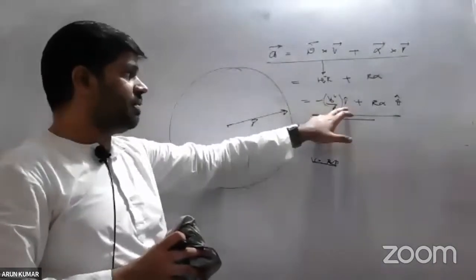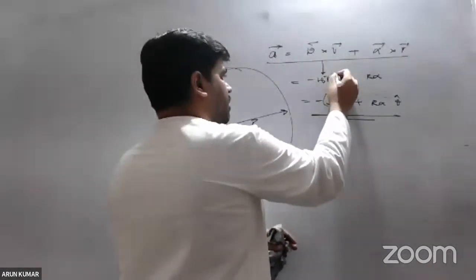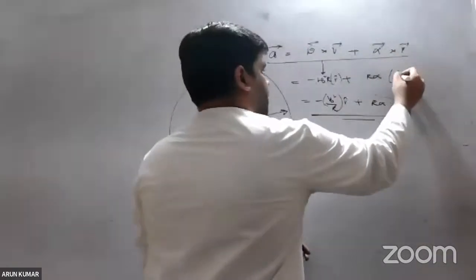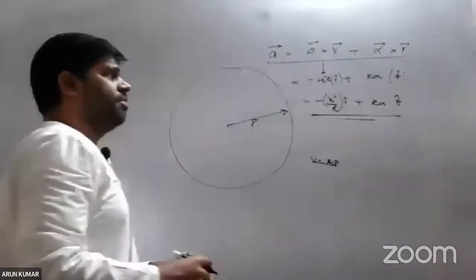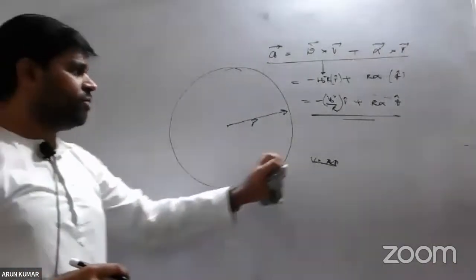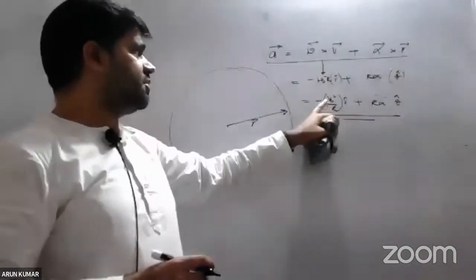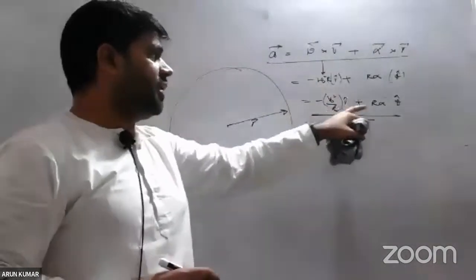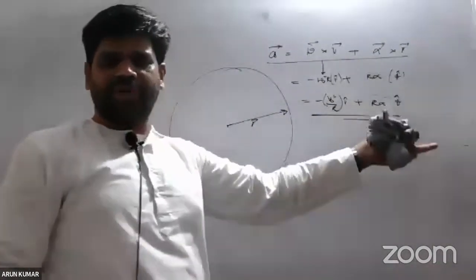All right, look at this. Minus R cap, minus R cap. And this is along theta cap, along the tangent. So my radial centripetal acceleration is omega square R or V square by R. My tangential acceleration is R alpha or alpha R.